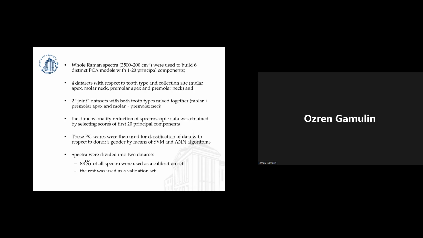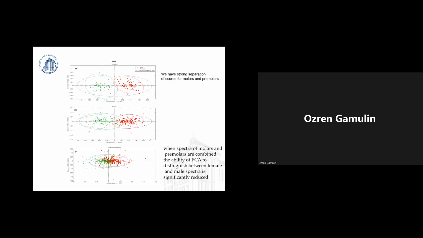Dimensionality reduction of spectroscopic data was obtained by selecting scores of the first 20 principal components. The PC scores were then used for classification of data with respect to donor gender by means of support vector machine and artificial neural network. So let's take a look at the results.